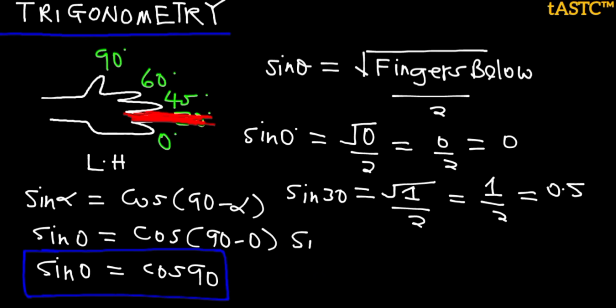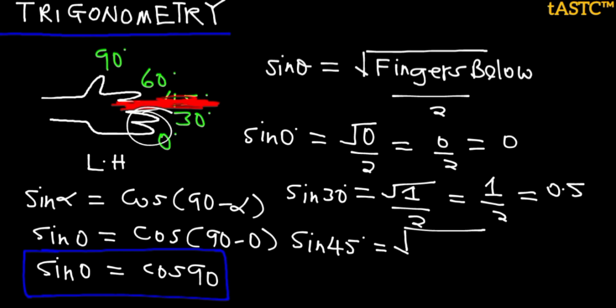Now next up, we're going to deal with sine 45. For sine 45, we need to cancel out that stuff, so I just need to wipe these off for now. If we folded 45 degrees, you can see from here that there are actually two fingers below 45. So that is going to be written as a 2, divided by 2. So this is actually root 2 divided by 2. That will basically be the answer.